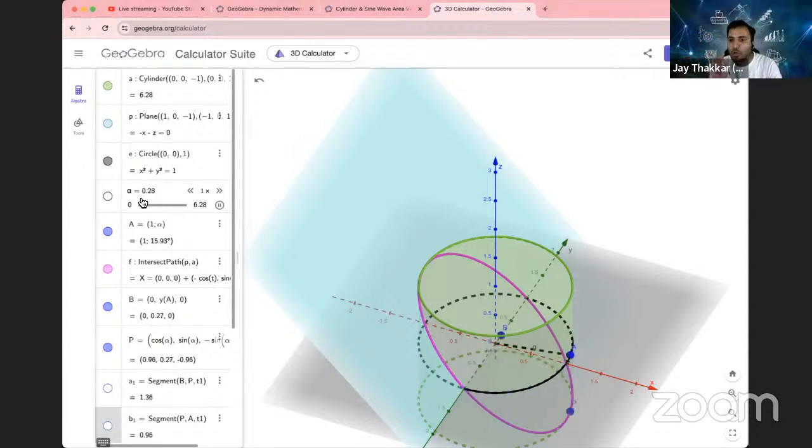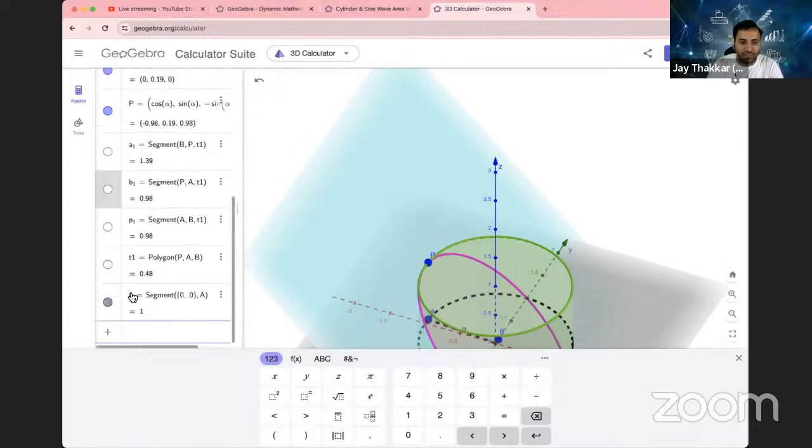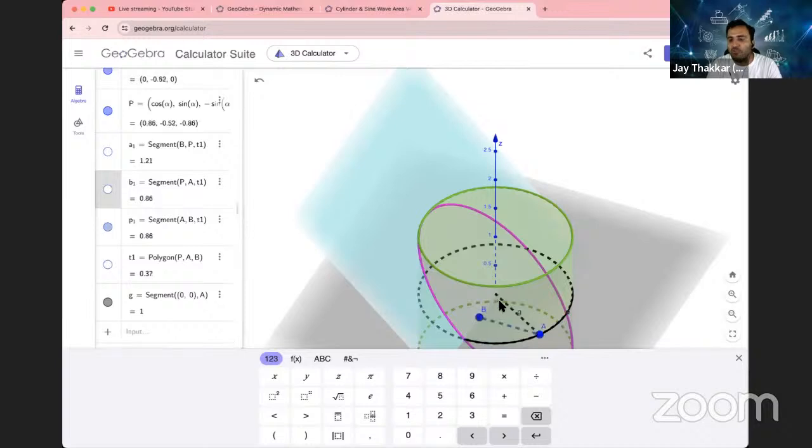Now I wanted to find the value of AB with respect to this alpha. This AB value is what I need to find. Can somebody tell me, assuming the radius is 1, what will be the value of AB with respect to this angle alpha?